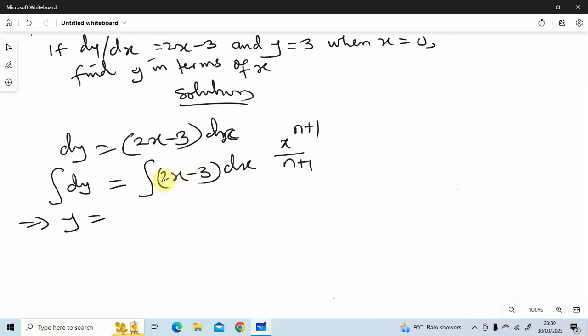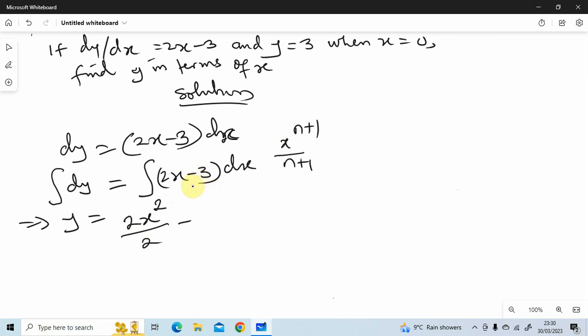So to integrate 2x, which is the first term, this is going to be 2x raised to the power of 1 plus 1, that is 2. Because remember, the exponent of x is 1, meaning that n is 1. So replacing n with 1, that will give me 1 plus 1, which is 2, divided by 1 plus 1, which is 2.